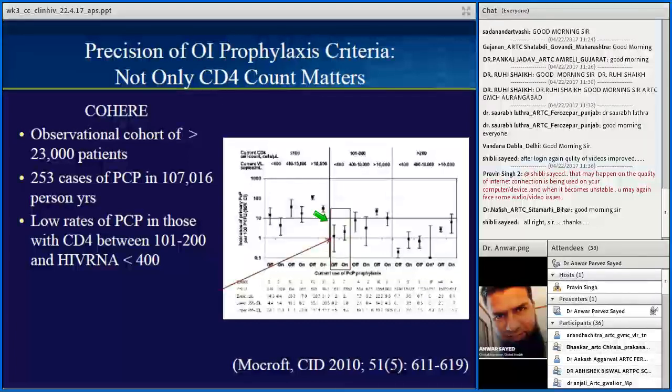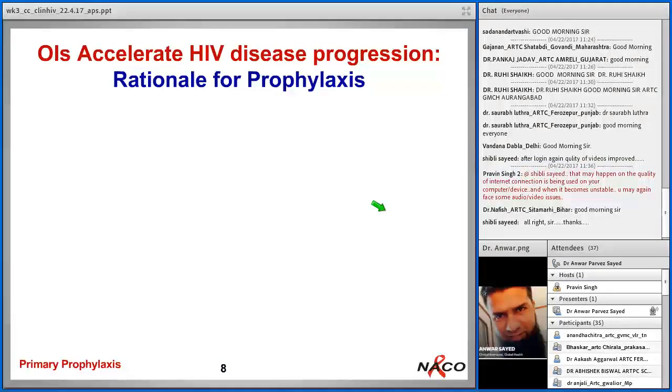We always think that if the CD4 is low, the risk of OI will be high. If CD4 is high, the risk of OI will be low. But it is not only CD4 that matters, viral load also matters. If the viral load is reducing, the risk drops. For example, if you read here, there is a low rate of PCP in those with CD4 between 100 to 200 and HIV RNA less than 400. But similarly, here CD4 is between 100 to 200, but if the viral load is high, you will see the risk of PCP.